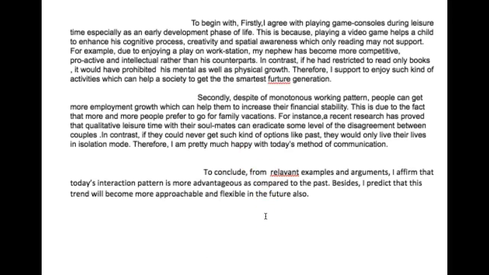Conclusion. To conclude, from relevant examples and arguments, I have found that today's interaction pattern is more advantageous compared to the past. That doesn't say much. Interaction pattern regarding children's education or something to do with reading. Yeah. Besides, I predict that besides spoken English, I predict that this trend will become more approachable and flexible in the future. Also, good. I don't need also on there either.